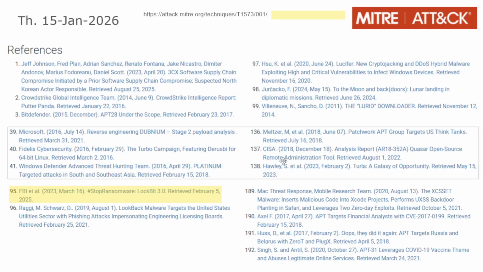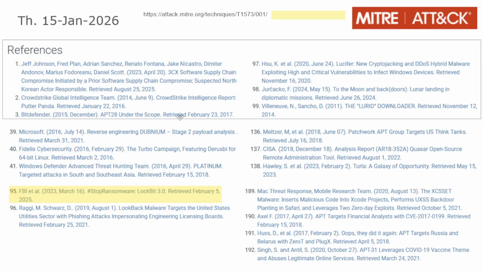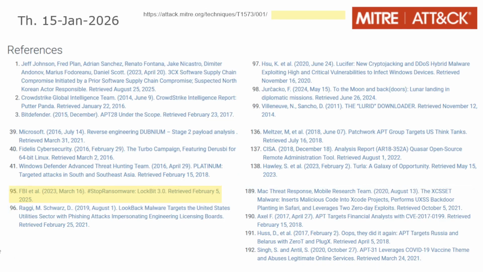What else do we have? Here's a CISA analysis report, Quasar open source remote administration tool. Okay, never heard of Quasar. Nothing else really catches my eye, but that FBI paper, we might take a look at. Yeah, so far so good then, people.